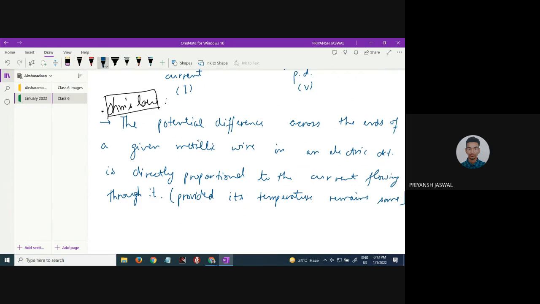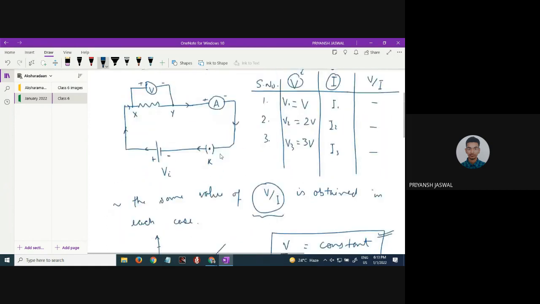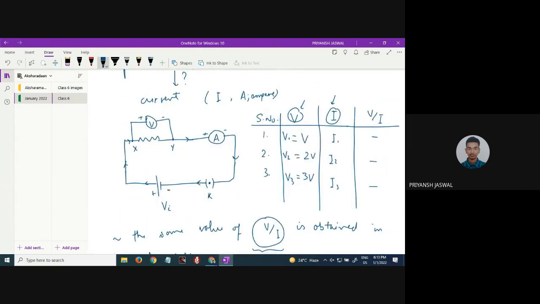Now, what does it mean? Ohm's law observed, George Simon Ohm, he observed that potential difference across the ends of a given metallic wire, suppose this one only, suppose this XY, we have attached a wire here instead of this zigzag thing, just a straight wire.